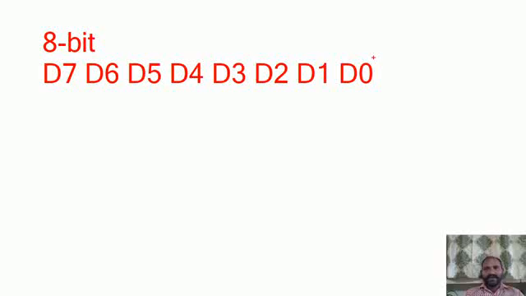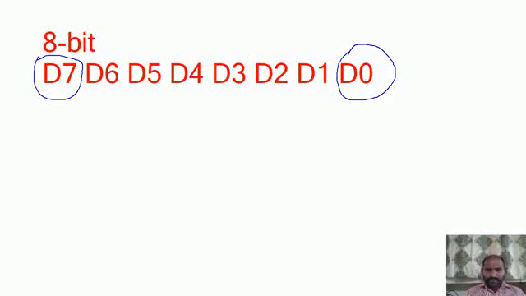Okay, so here as I said, we have two types of multiplication: one is the signed multiplication, and the other is the unsigned multiplication. In order to differentiate what exactly the signed number and the unsigned number are, I took an 8-bit number. The same explanation is applicable to the 16-bit number also. D7 is the most significant bit, which is the MSB, and D0 is the least significant bit, which is the LSB.